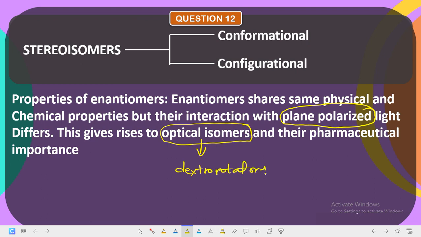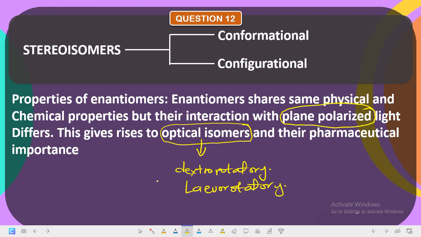Now, if they rotate to the left, we call it levorotatory. So that is the only thing that distinguishes between enantiomers. They share the same physical property and chemical property, but their interaction with plane polarized light differs. Are you getting it now?